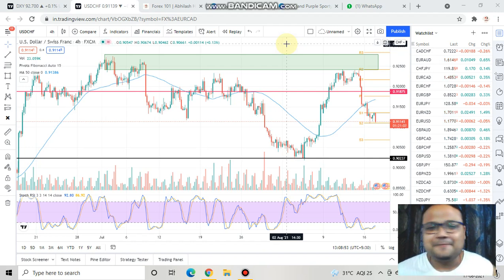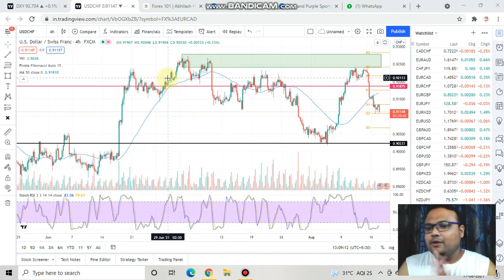So let's get started. This is the 4-hour chart of USD CHF in front of us right now, and as you can see, I have many lines drawn here on the chart, so do not get confused. I'll be explaining them one by one. Stay tuned, and let's get started.